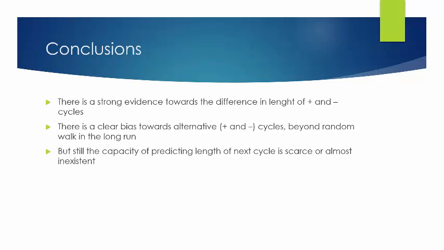So it would not be exactly a random walk in the long run, as shifting in the trends would be more probable, but still the possibility of predicting how long the next cycle is going to be is almost zero.